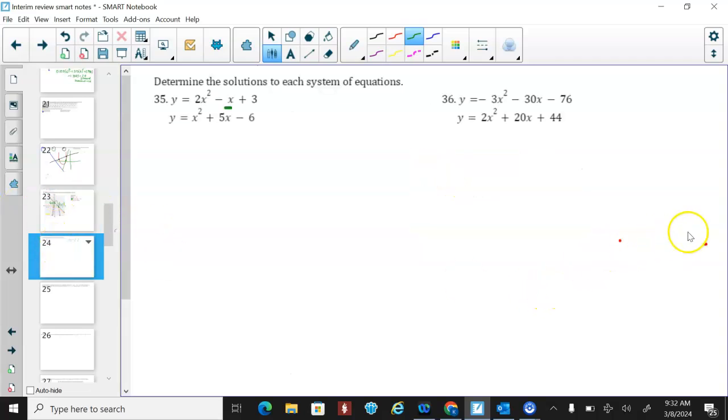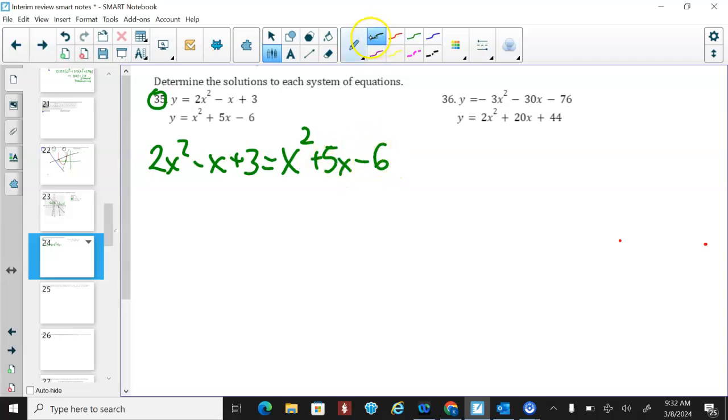All right, determine the solutions for each system of equations. Again, for this question, you can graph both of them to save time, but if you have to solve it by hand, you would set them equal to each other. So I'm going to do number 35 as you would solve it. So 2x squared minus x plus 3 equals x squared plus 5x minus 6. Of course, I'm going to move this side to the other side to combine like terms, to zero it out on the right, all right?